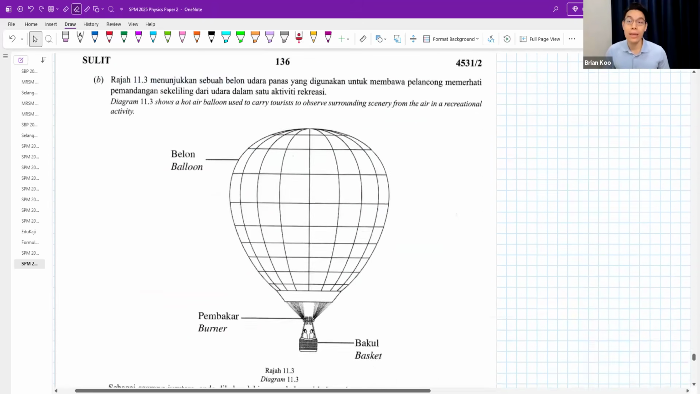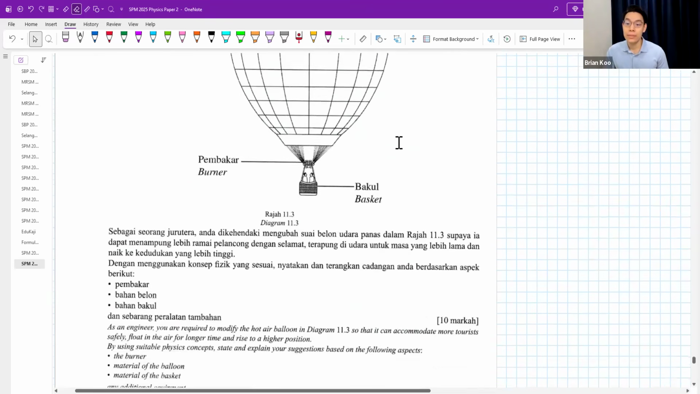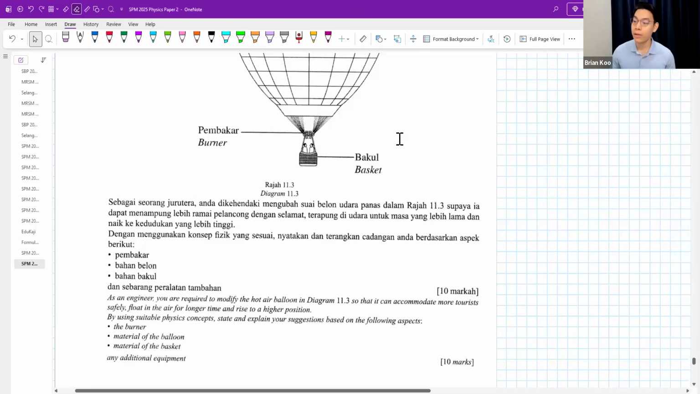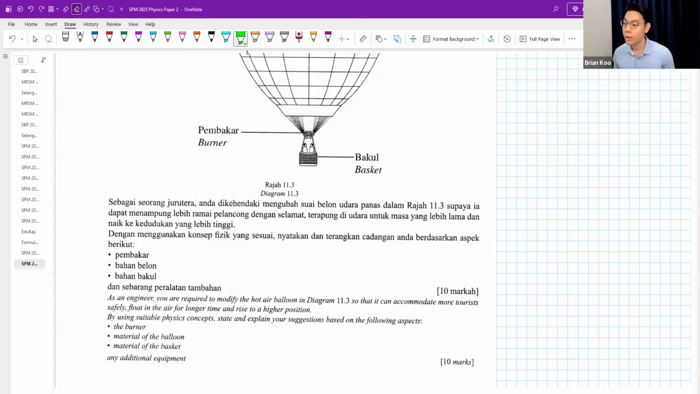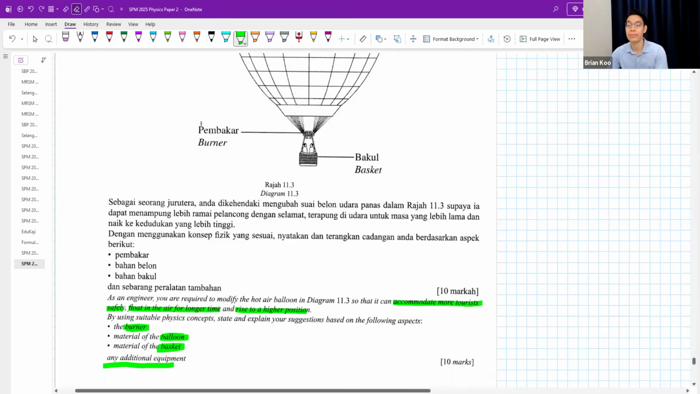Okay, part B, diagram 11.3 shows the hot air balloon used to carry tourists to observe surrounding scenery from the air in a recreational activity. As an engineer, we are required to modify hot air balloons so that it can accommodate more tourists safely, float in air for a longer time, and rise to a higher position. Use suitable physics concept, explain the burner, material of balloon and basket, and any additional equipment.